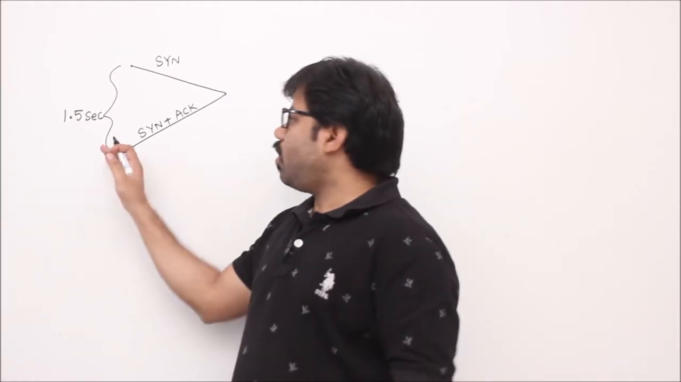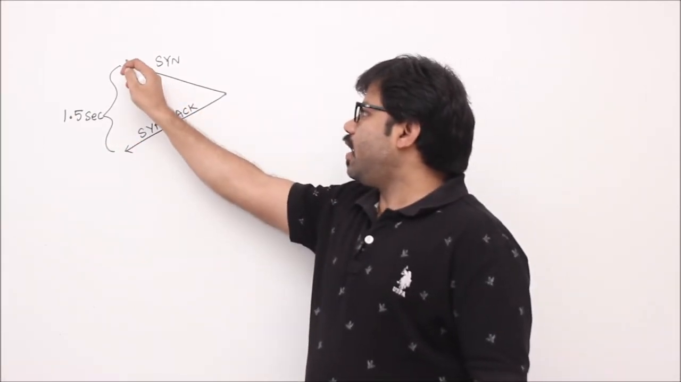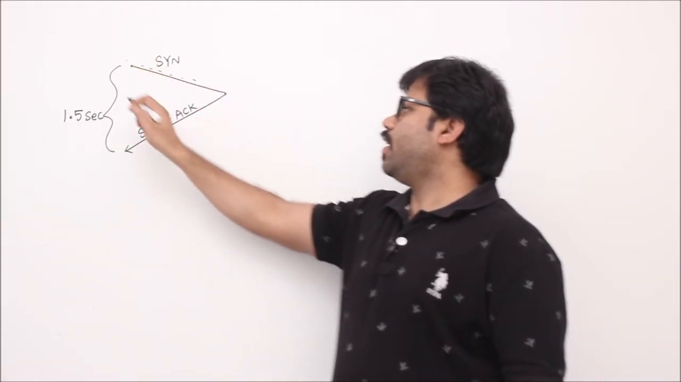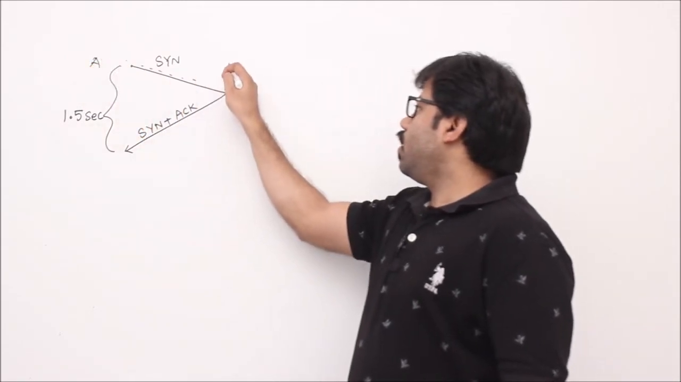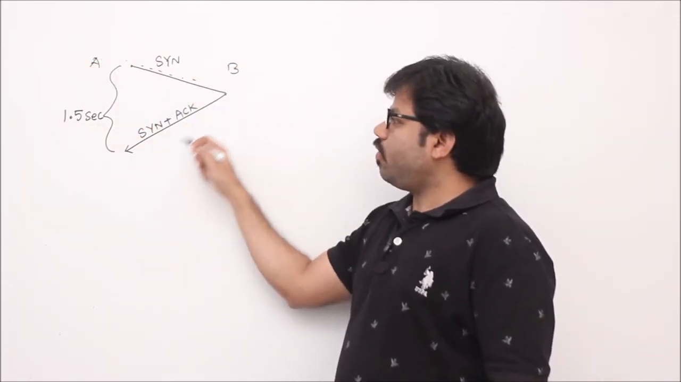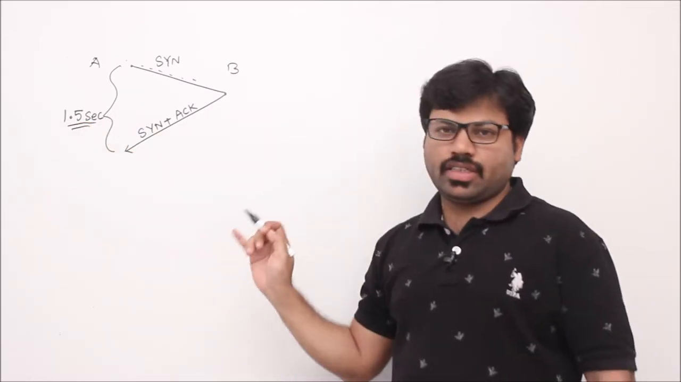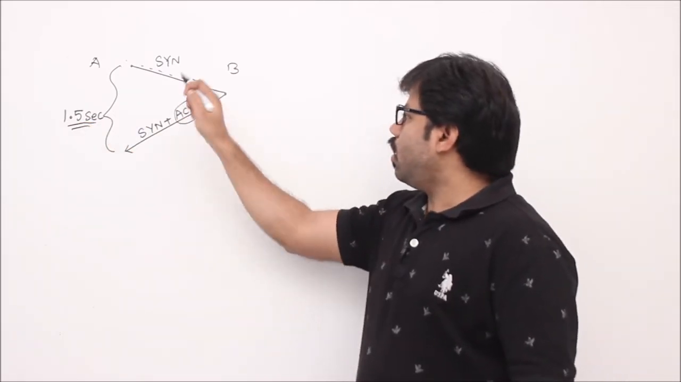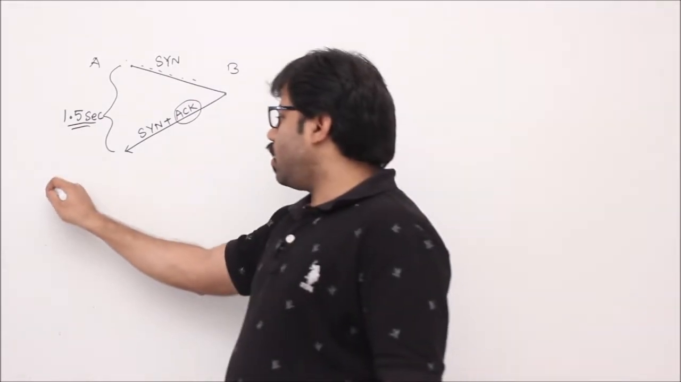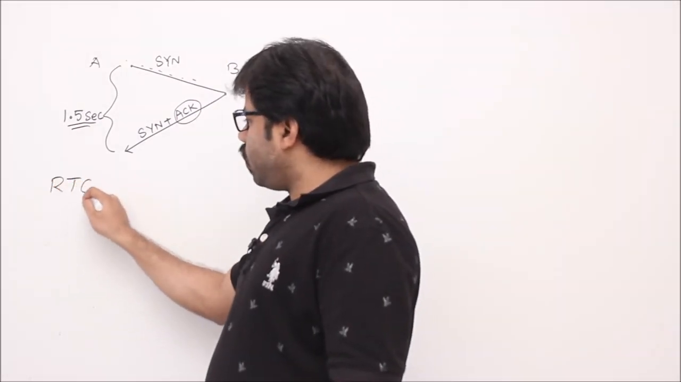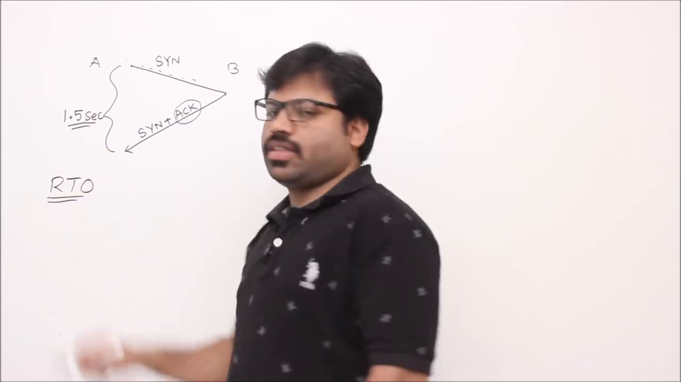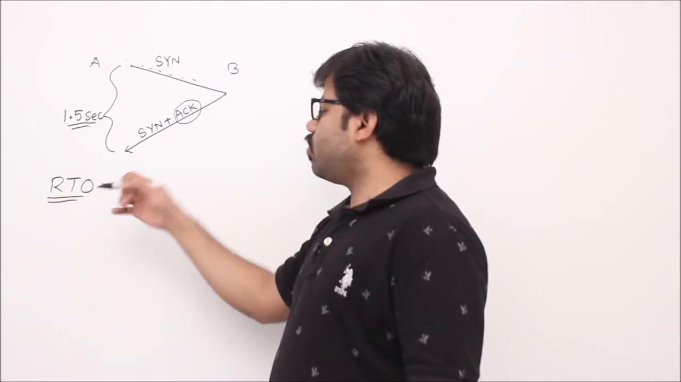Okay, now we'll see a small problem. You send, let's say, a SYN packet. This is sender, this is receiver. When you send the SYN packet, after 1.5 seconds, let's say you got an acknowledgement, SYN plus ACK, whatever it is, but it is an acknowledgement, right? Now the question is, what is the retransmission time, RTO? Okay, how to fix it? Initially, let's say RTO is 10 seconds.